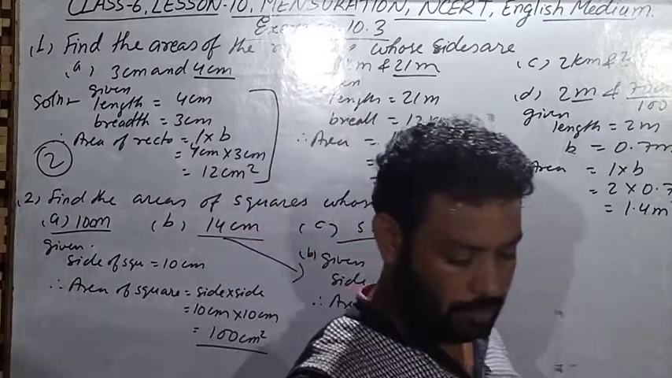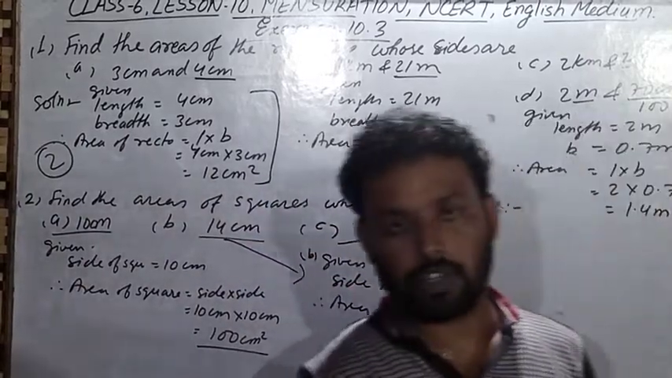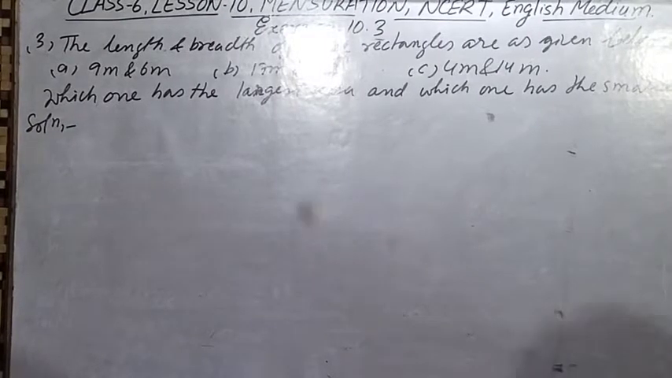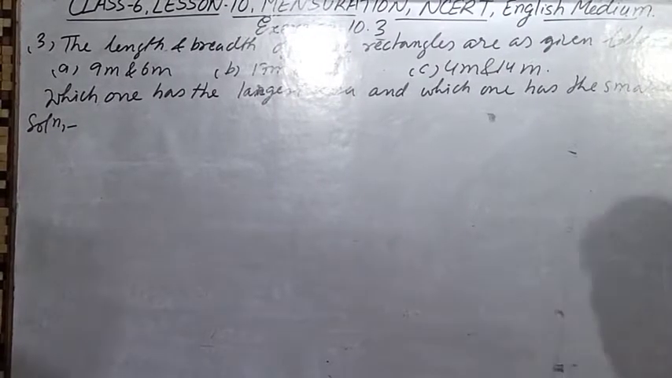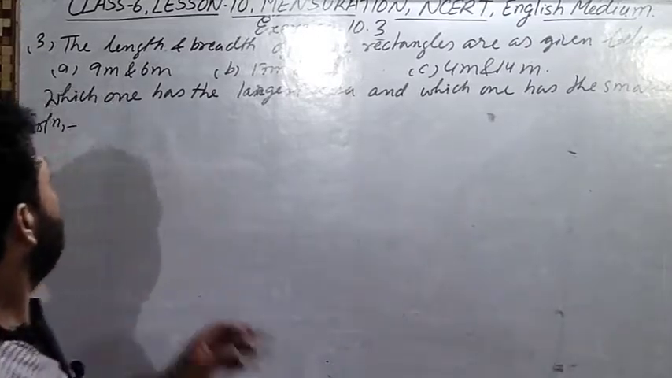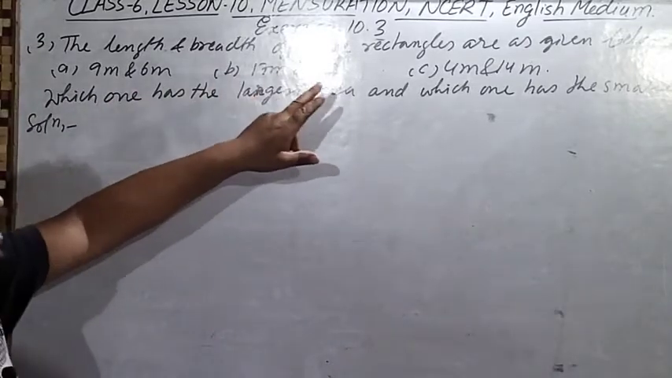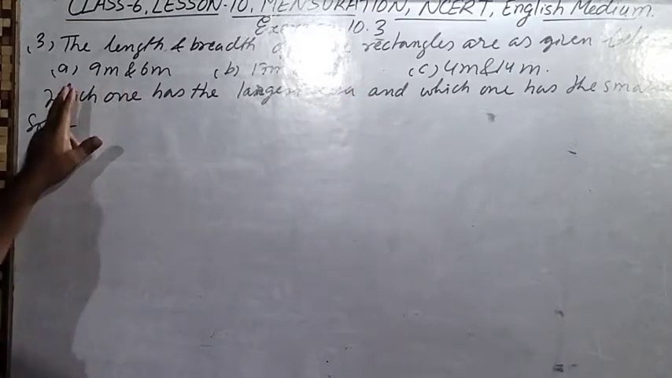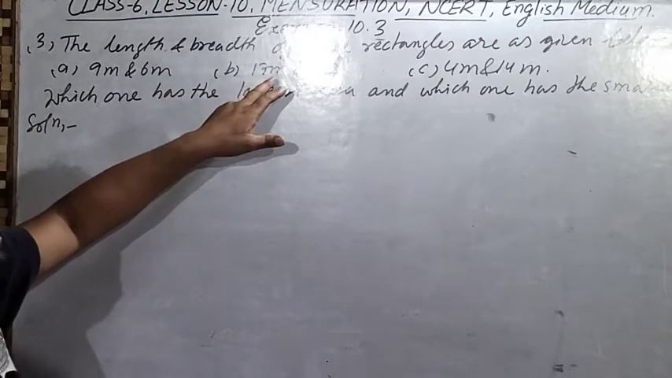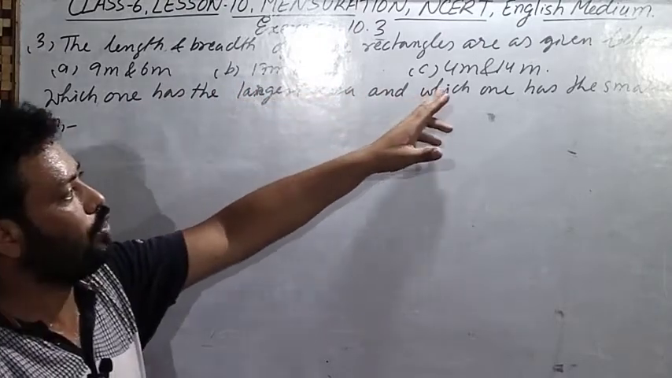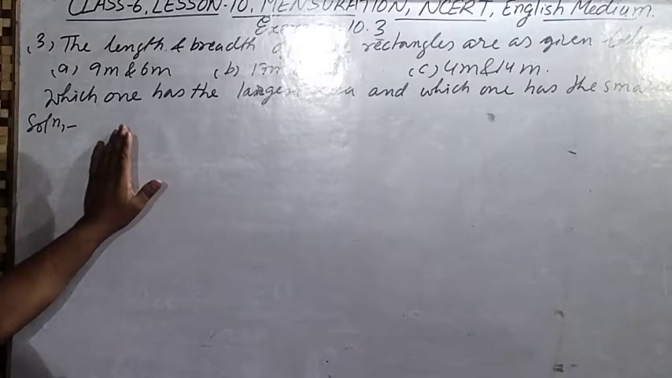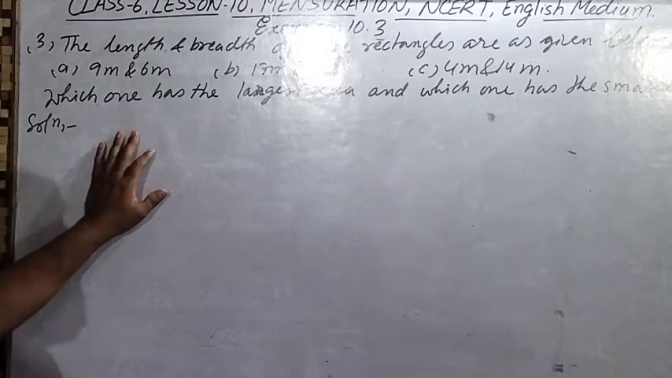Now question number 3, I am going to write on the board, time you practice it. Question number 3 is written on the board, you can see in your textbook also. Question number 3 says the length and breadth of 3 rectangles are given below, as A is given 9 meter and 6 meter, B 17 meter and 3 meter, C 4 meter and 14 meter. Question says which one has the largest area and which one has the smallest area.